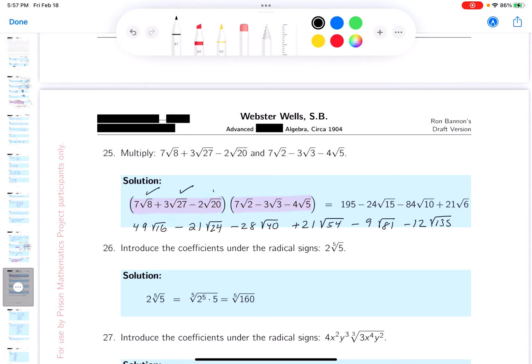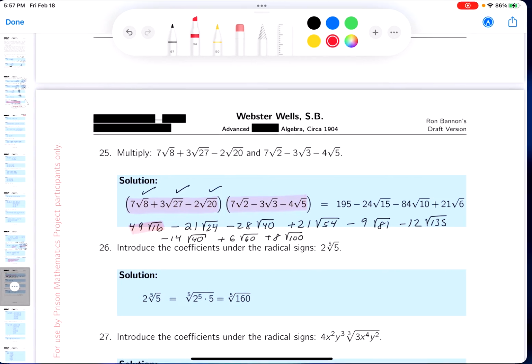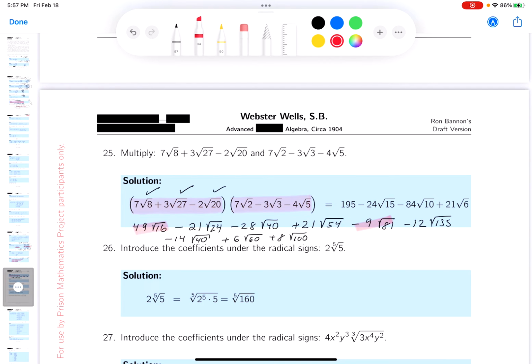All right? Now I'm going to do this guy. All right, let's do it. What do you get? I'm running out of room, right? So I get what? Minus 14 root 40 plus 6 root 60 plus 8 root 100. Right, I'm going to focus in on the easy things. Easy, easy, easy. Let's do them one at a time.